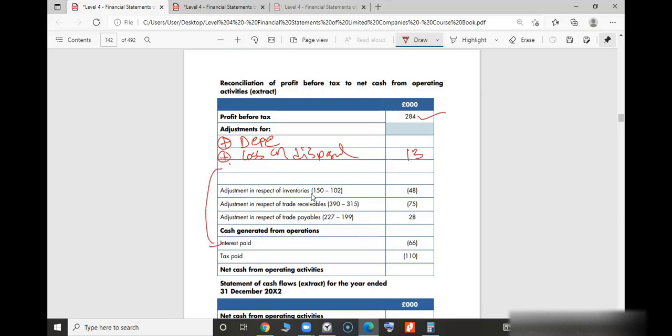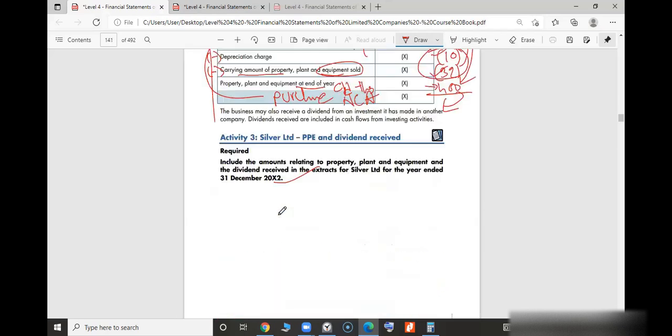So finance cost. This is the proforma. You must learn it by heart. And dividend received. We do have some dividend received, but I don't know how much it is. We need to check it out from the top. Dividend received should be taken away here and added into the investing activities. So let's check out depreciation and dividend received from the top.